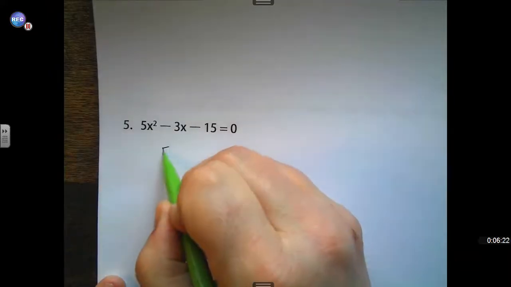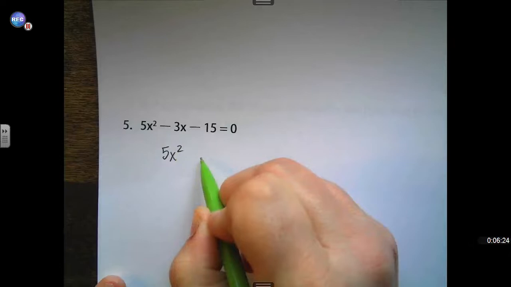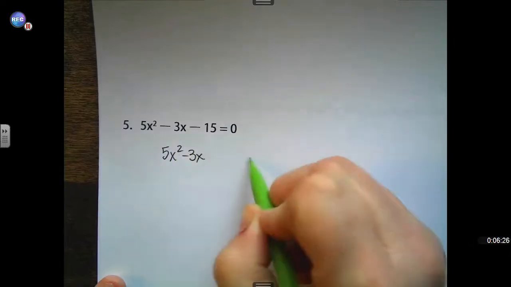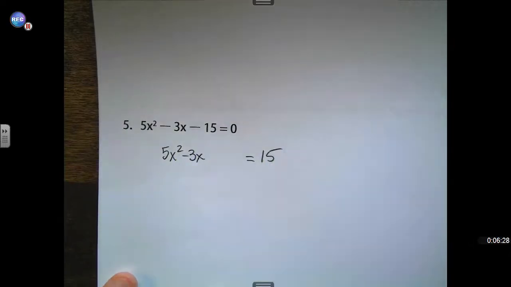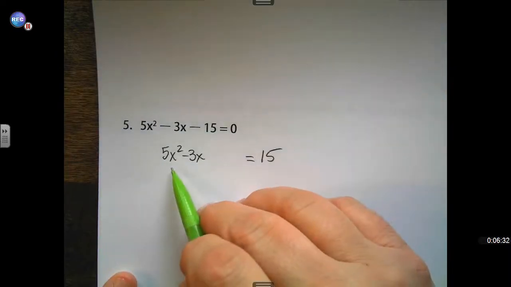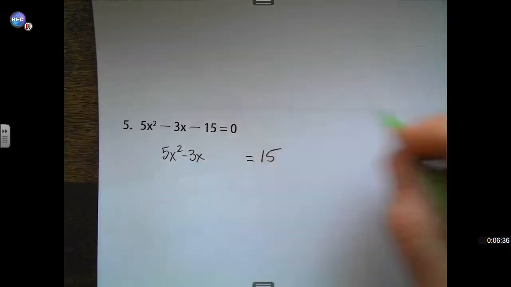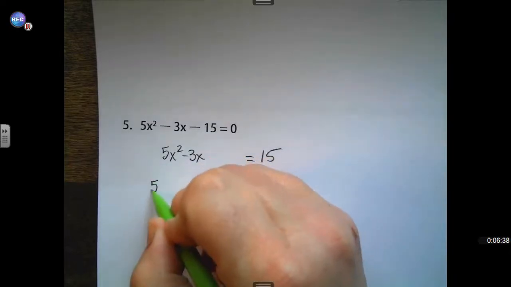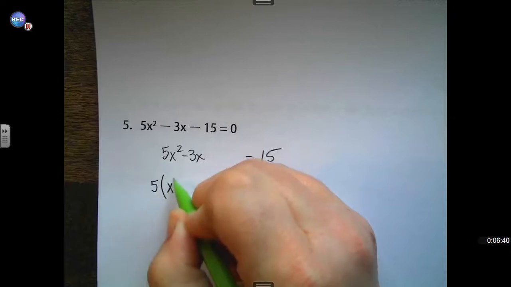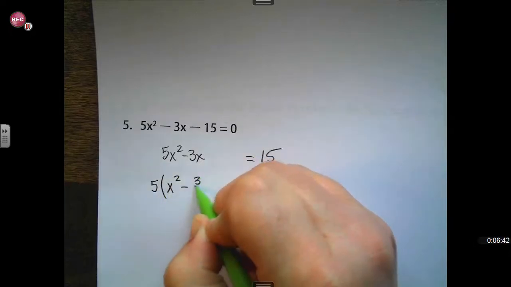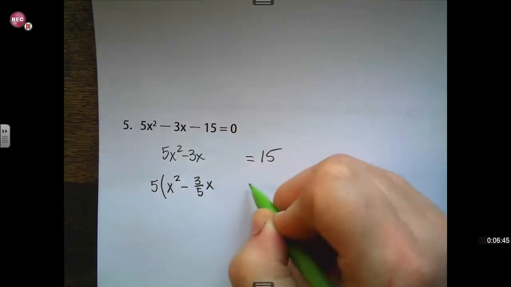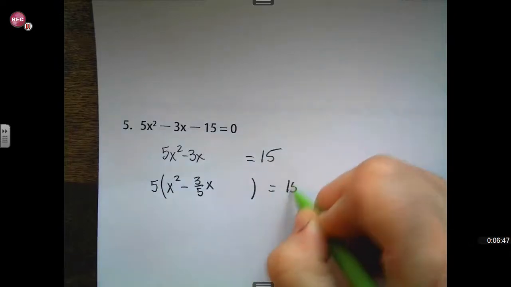if we go to complete the square here, minus 3x, leave a space, move 15 to the other side. One of the rules I haven't told you is that the coefficient of x squared has to be 1 in order for this to work. Okay, so I factor out that 5, I get x squared minus 3/5 x, leave a space, equals 15.